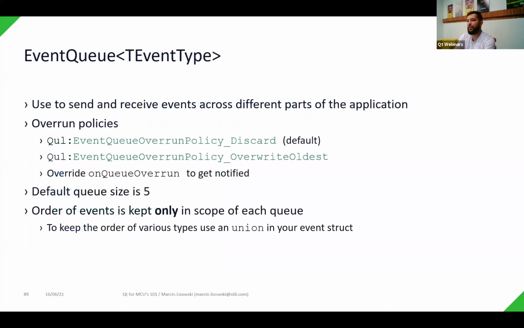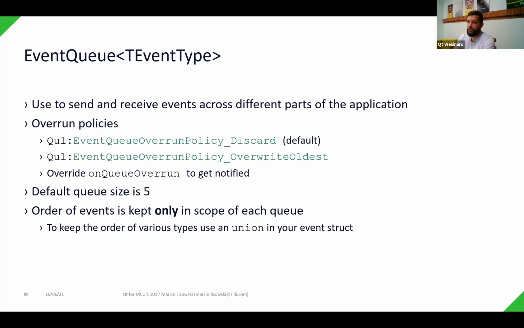Event queues are a fine way to pass events across different parts of your application, and that could be a QML part, and that could be a C++ part, which is even not exposed to QML at all. You can, of course, control the overrun policies. So if your queue is full, you can decide what to do with new events. You can discard new, and that's the default behavior. And you can, of course, override the oldest, which will mean that the oldest will be gone, and the new incoming event will appear in that place.